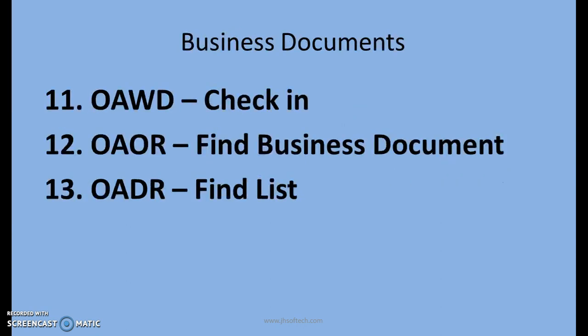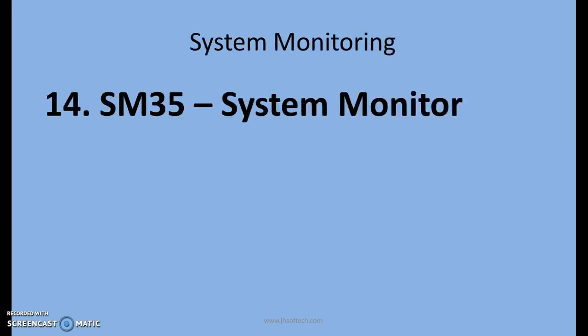And business document OAWD, this is for check-in of business document, and OAOR is for business document finding, and OADR is a transaction code for finding list. And SM35 is for system monitoring. In fact, for system monitoring, we have a lot of transaction codes.